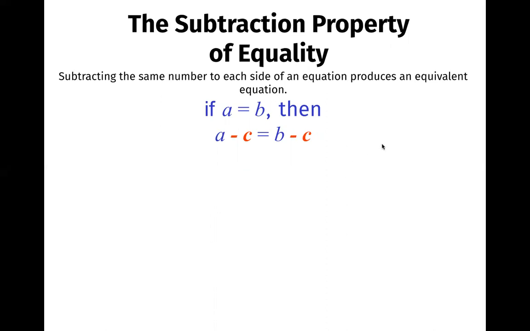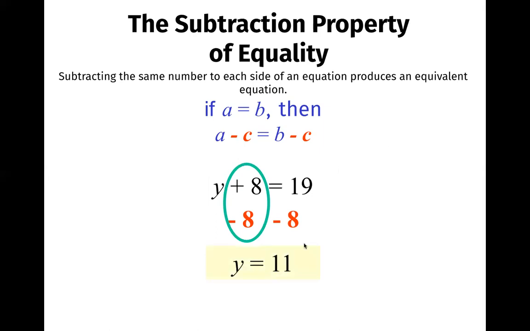Same goes for the subtraction property of equality. Let's say we have the same exact equation, except you're adding 8 to the variable this time. You're going to go ahead and solve this by reversing your addition of 8 here by subtracting 8. So your 8 cancels, and then 19 minus 8 equals 11. Your variable is isolated, and you get that it equals 11.